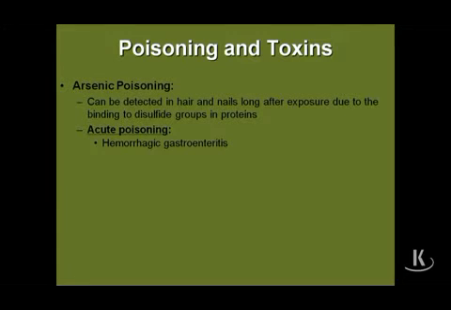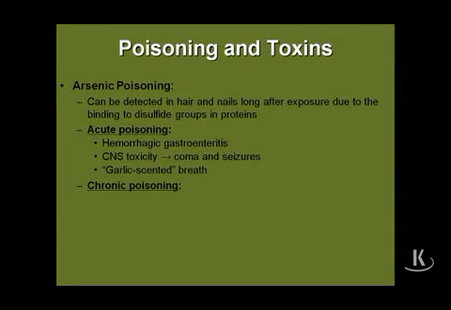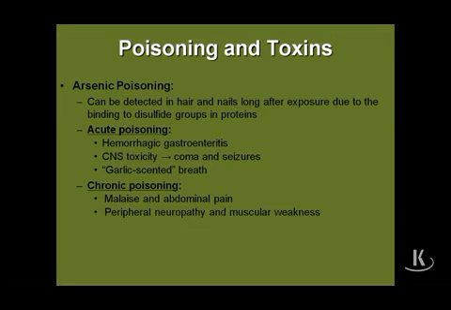In acute arsenic poisoning, it can lead to damage to the stomach and small intestine, leading to hemorrhagic gastritis and hypovolemic shock. It can lead to comas and seizures in the acute phase. It is often described as having a garlic-scented breath. And then in chronic poisoning, again, there are constitutional symptoms of malaise and abdominal pain. You can't really understand what's going on with the patient. It also can lead to peripheral neuropathy and muscle weakness, and to dermatologic changes like hyperpigmentation and dermatitis.